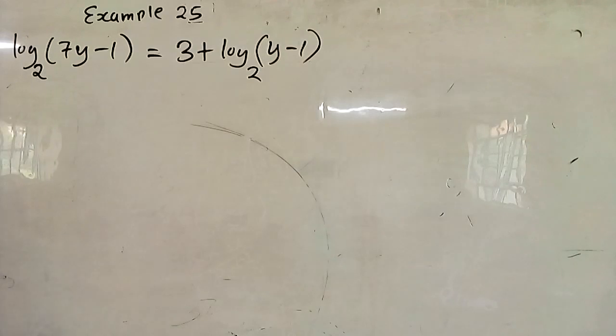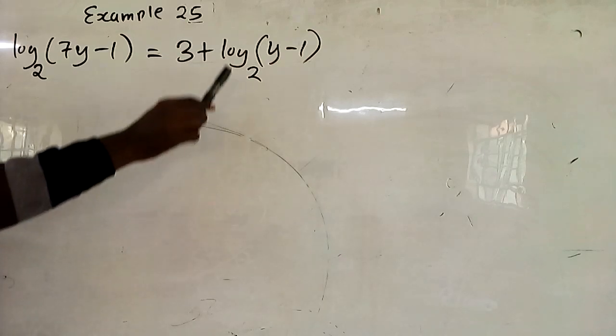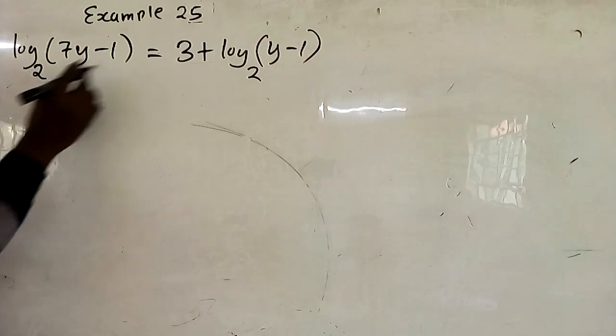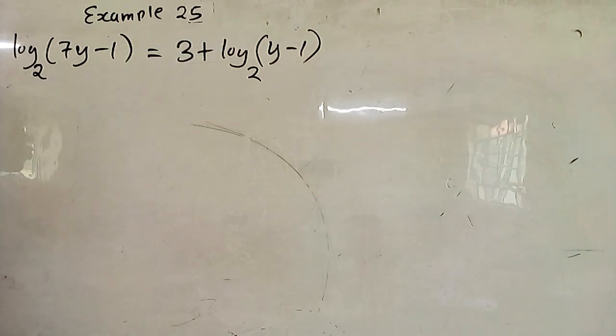We've been told to solve the following logarithmic equation, that is log (7y minus 1) to base 2 equals 3 plus log (y minus 1) to base 2. So step 1, as usual, you must have the same base, isn't it? You must have the same base. So same base means we introduce log 2 to base 2, isn't it?